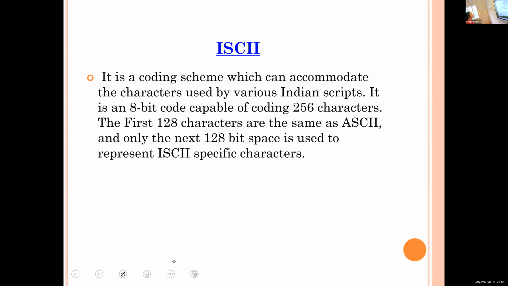ISCII is a coding scheme which can accommodate the characters used by various Indian scripts. The full form is Indian Standard Code. In this coding system, we are including some languages in India.